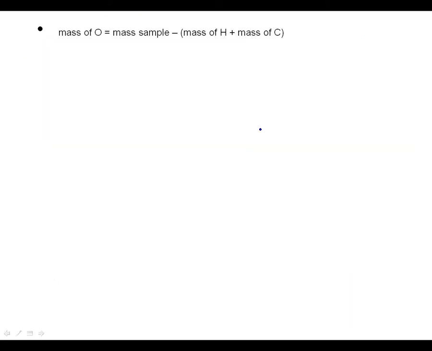So we take the mass of the compound that we started with, and if you remember in this problem, we started with 11.5 grams of ethanol that we did this combustion reaction with. So again, this number was given to us in the problem. And we're going to subtract the mass of the carbon that we calculated on the previous page, and the mass of the hydrogen that we also calculated on the previous page. That tells us that we had 4 grams of oxygen.